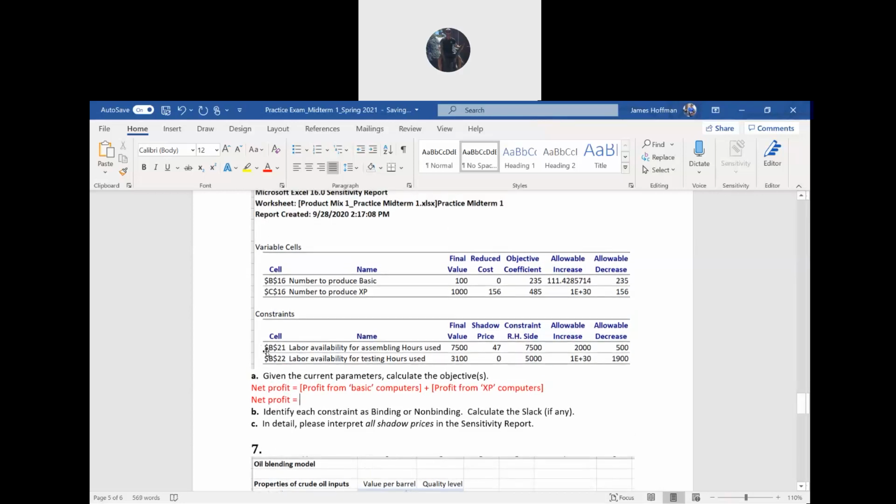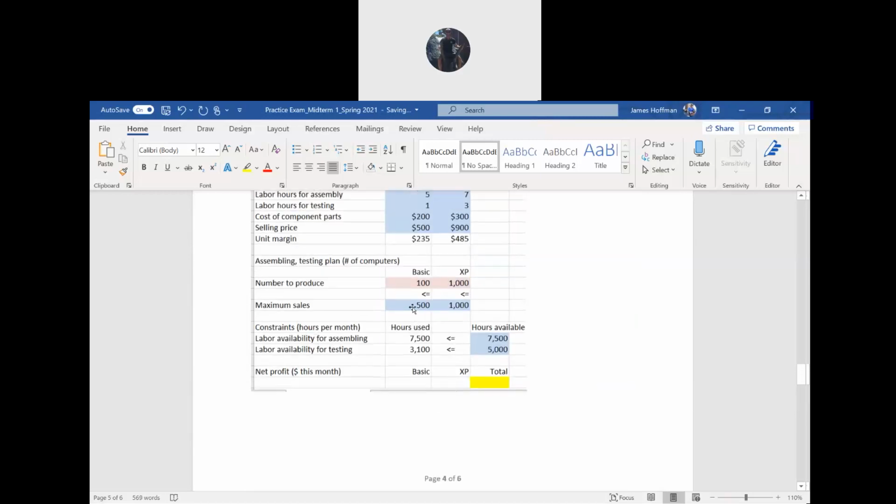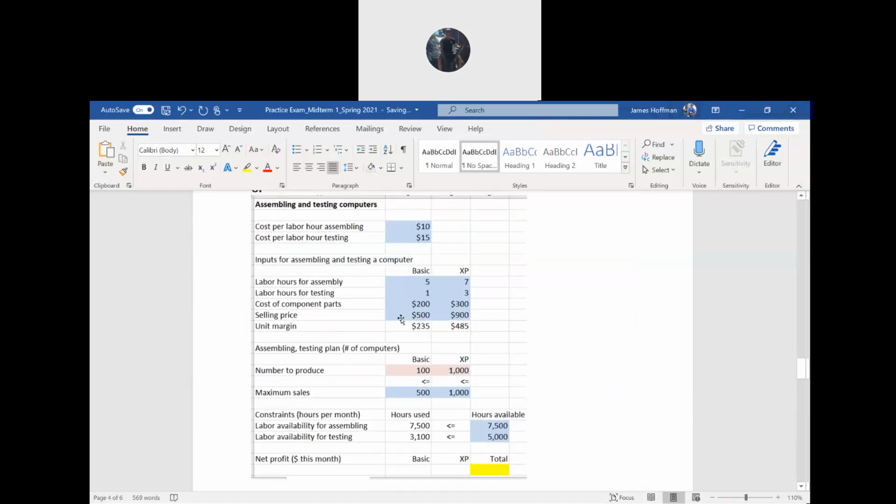Okay, so your profit is based on the unit margin, right? This is how much you make per computer and how many you produce. So all the ones you produce, you sell, right? We're assuming a no inventory project. So profit for each type is number to produce times unit margin. So for the basic, you produce 100 and you can sell them at 235, or the unit margin per computer is 235. So you have 100 and you make a margin of 235 per computer.